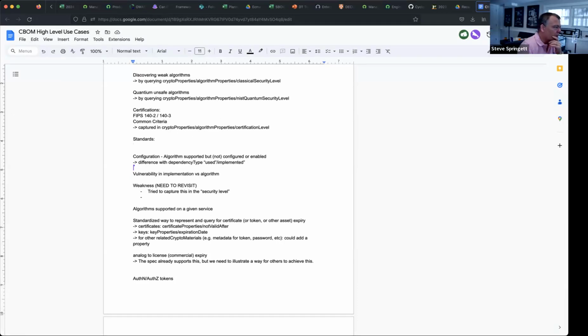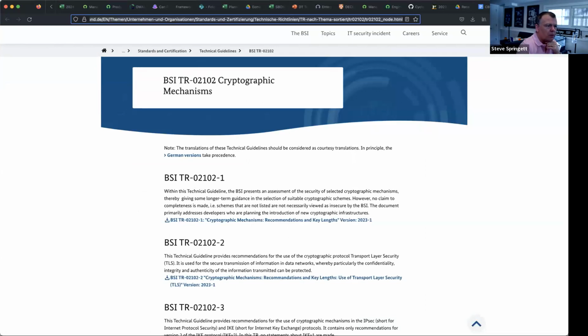So one thing that we've introduced in CycloneDX 1.6 is support for attestations.